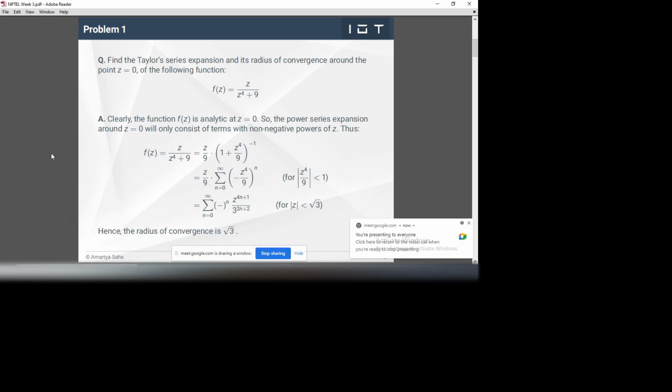If not, then I will move on to the second problem.